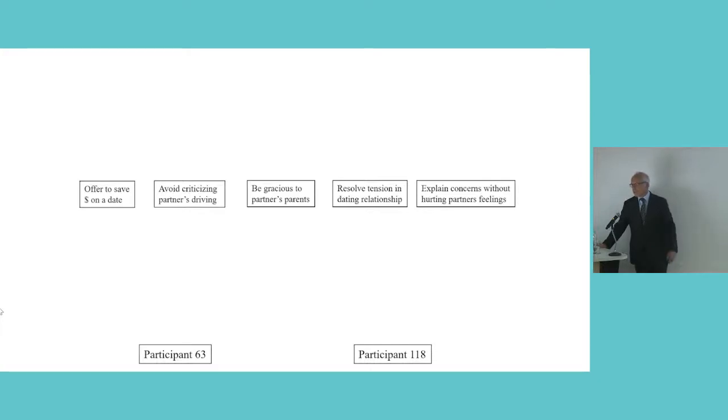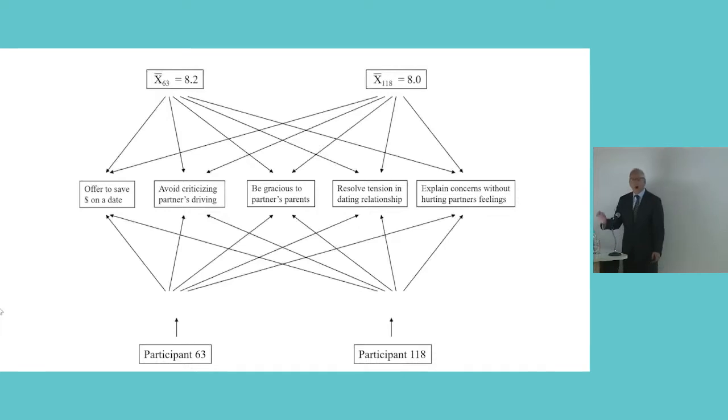I would offer to save money on a date. I certainly wouldn't criticize the other person. I'd be gracious to my partner's parents. I'd resolve tension in a relationship. I explain concerns without hurting my partner's feelings. Both participants saw each of those 5 situations as relevant to their personal strength.